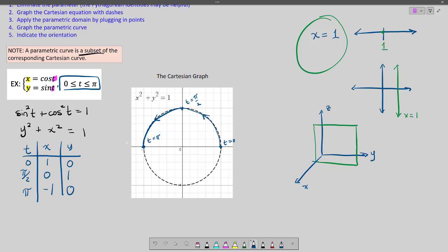So in this particular case, there is a very physical, obvious meaning for that parameter. Not always the case. It's not always the case that the parameter is going to have a geometric interpretation that's going to give you information. Many times it will, but not always. Okay, so there it is. So the Cartesian graph is the entire circle of radius 1, centered at the origin. The parametric curve is the upper semicircle, and we have counterclockwise orientation.